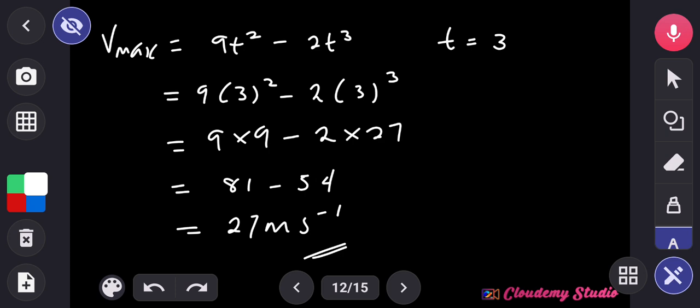And that's how to use the knowledge of differentiation in solving problems, especially in physics. You understand? Now, let us take an example.